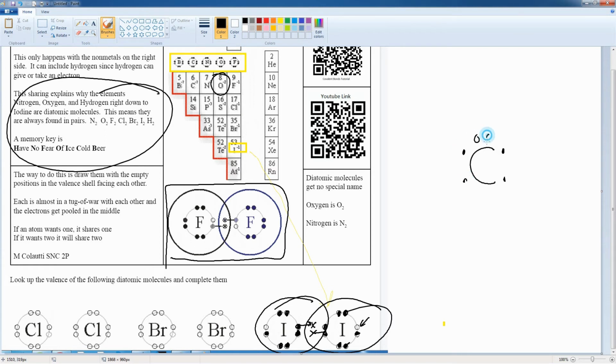I got it right here. See? 4 filled, 4 empty. What's it going to want to do? We have to tell you at this point in time. We have to say, oh, it's going to be a covalent bond. Now, oxygen wants to. It's missing 2.